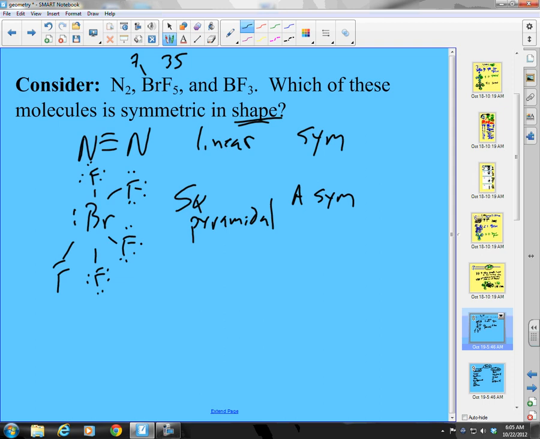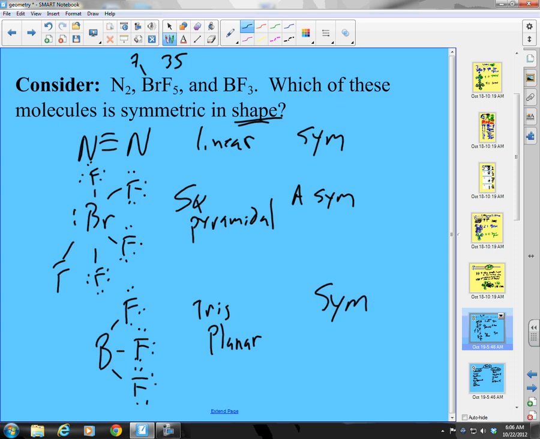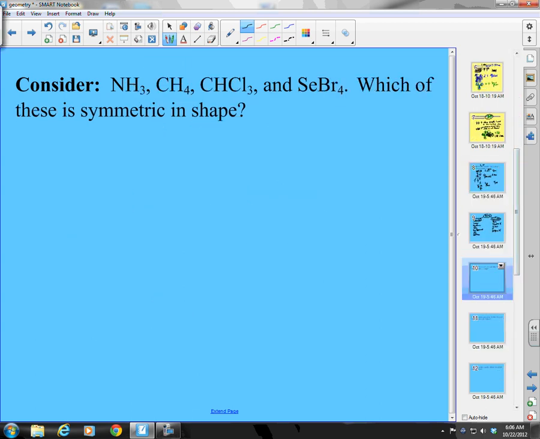And finally, boron trifluoride. Remember, boron's one of those interesting guys who only wants 6 valence electrons instead of 8. And so what is this? This is a 3-0, meaning it is trigonal planar. And if it's trigonal planar, it is symmetric. Good. All right. That's how easy this is. You guys pause me and you do these 3 or 4. Okay.